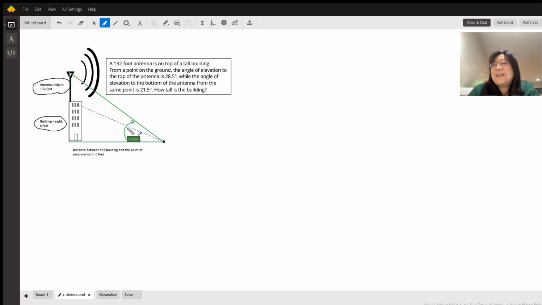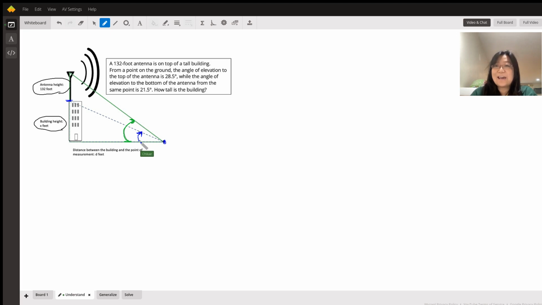Let me remind you what the angle of elevation was. Angle of elevation means you're going from the horizontal, so in this case, the ground, and you're looking up. So you're measuring from the ground up to an imaginary line that you're drawing to the top of your antenna. So that's the angle of elevation to the top of the antenna. And if we're doing the angle of elevation to the bottom of the antenna, you're drawing again an imaginary line from the point of measurement to the bottom of the antenna over here, and you're measuring up from the ground up to that imaginary line.